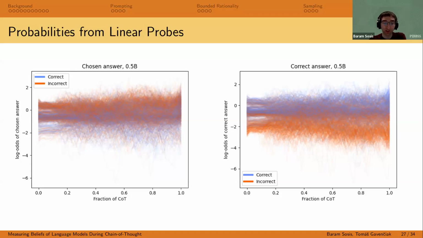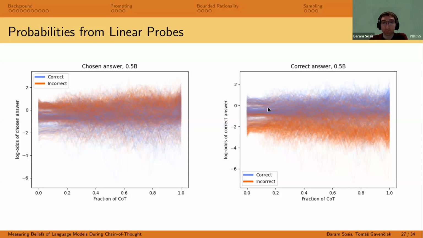What I think that's telling us is that these smaller models are basically just relying on some sort of prior throughout most of the model, throughout most of the chain of thought, because even very early in the chain of thought, the linear probe is able to predict which answer they're going to pick, or whether they're going to pick the correct answer on these trials.